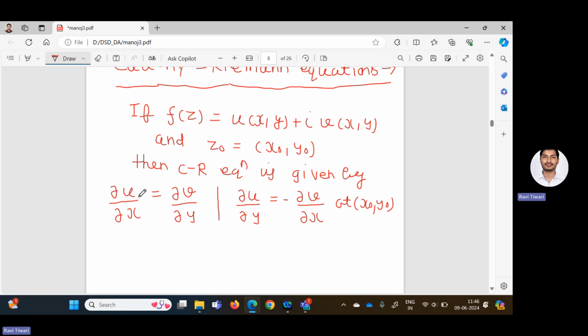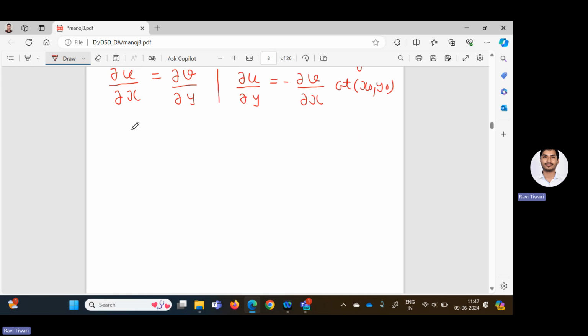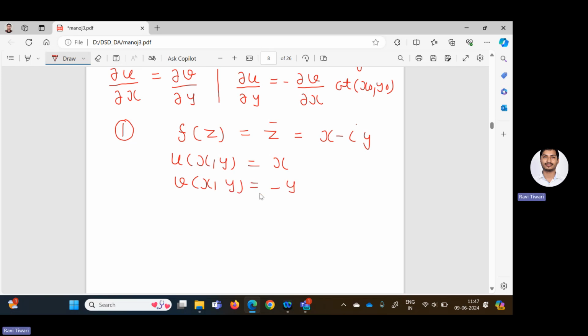So let me give some examples. For example, we have to check whether this function will satisfy the CR equation or not. As a simple first example, we take f of z equal to z conjugate, and we know that z conjugate is nothing but x minus iy. So what is the real part of this function? Easily you can calculate: u of x,y is x, and the imaginary part v of x,y is minus y.